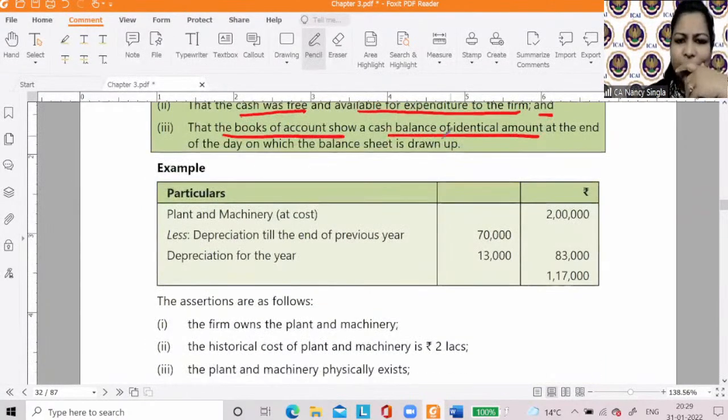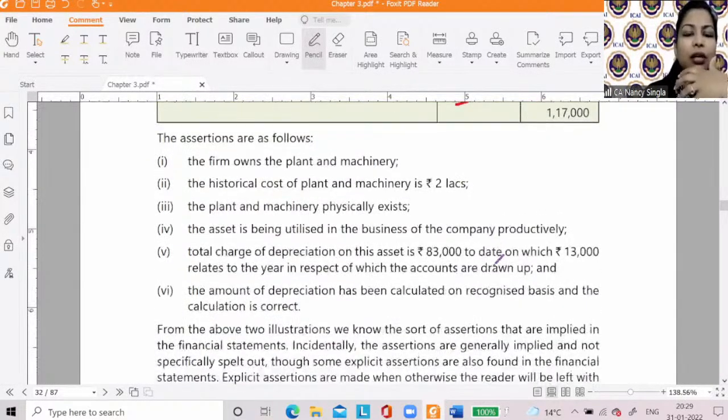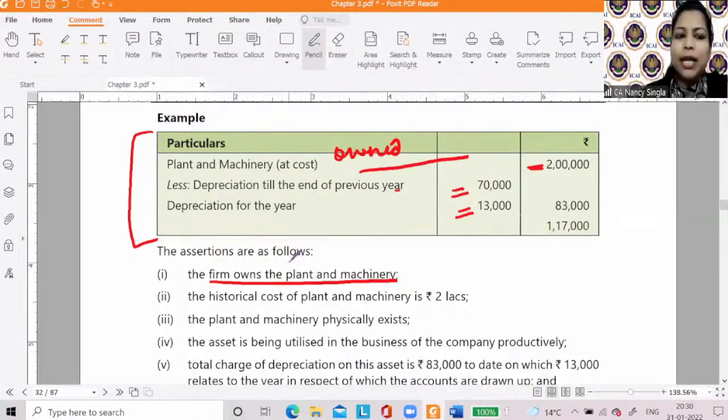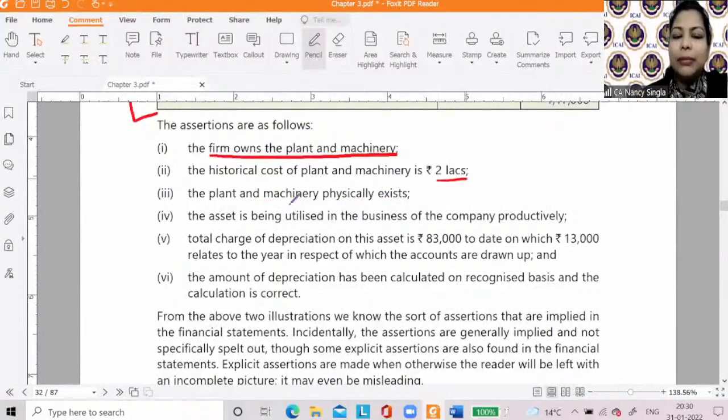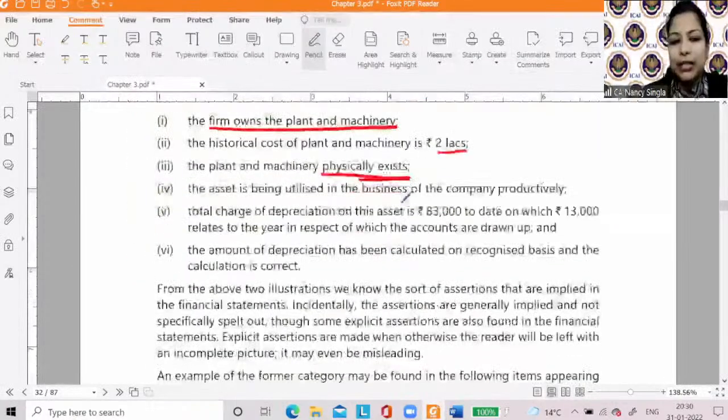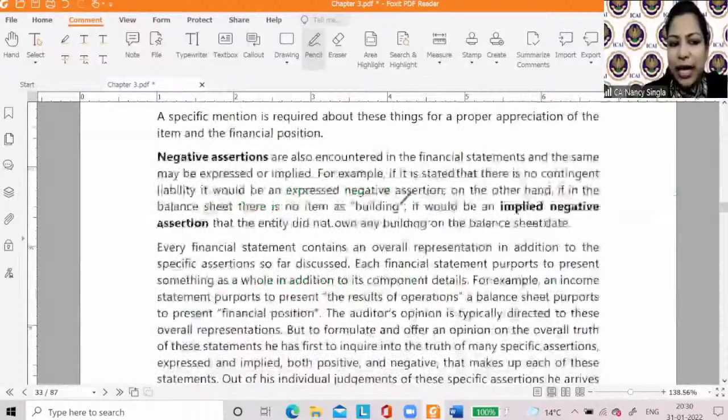Same way, when a building of 2 lakh has been shown, depreciation of 70,000 is there, accumulated depreciation of 13,000 is there for the year. So what assertions are you going to assume? That the firm owns the plant and machinery. Just look at this example. Is it mentioned specifically that it is owned by the company? Is it mentioned in words? No. But this is implied. Historical cost is 2 lakh. Plant and machinery physically exists. Is it mentioned somewhere that it exists? No. This is what is implied. Okay? Same way, you can just have a read at these assertions.